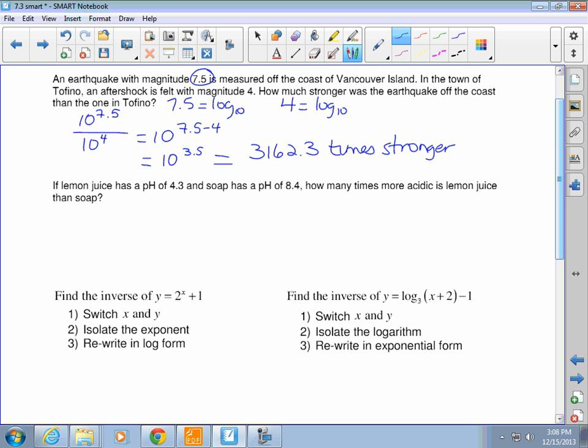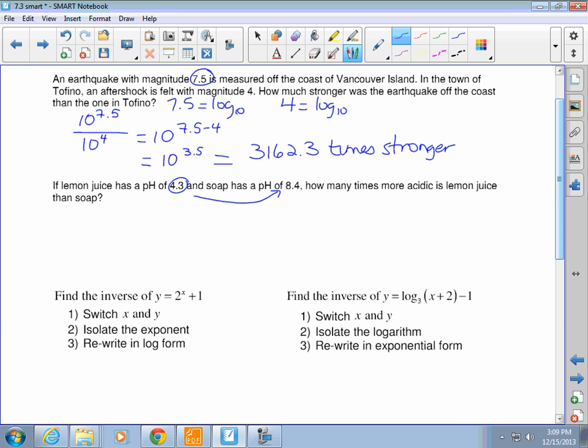Lemon juice has a pH of 4.3, and soap has a pH of 8.4. How many times more acidic is lemon juice than soap? So with pH, the higher the pH, the less acidic it is, right? So lemon juice is 4.3, soap is 8.4. Lemon juice on the pH scale is very acidic. This particular soap is less acidic. So how many times more acidic is this than that?